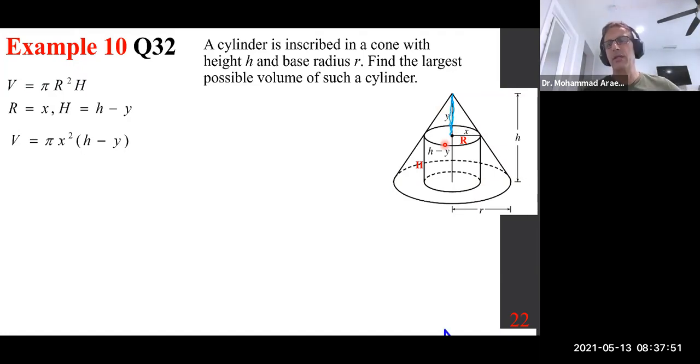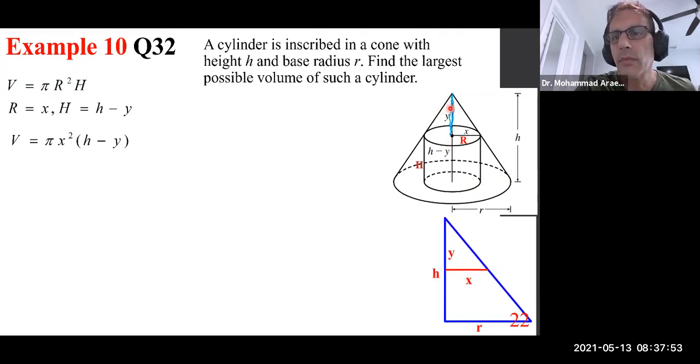Let's go with similar figures. If we look at this, maybe I do the drawing. And we are looking at just a triangular shape here. So from here to here is x, from here to here is y, this whole thing is h, this whole thing is r. We have two variables, x and y, and we want to go to one variable, so we can use a similar figure.